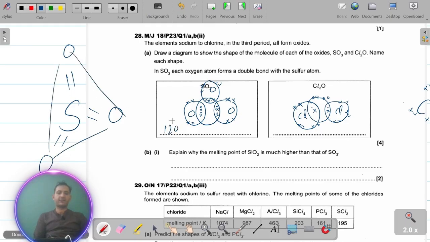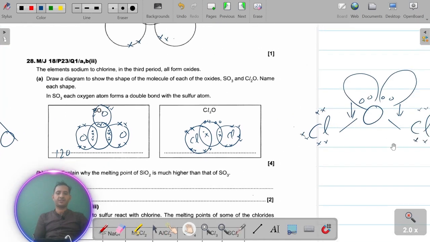Okay, trigonal and 120, and it is just like water. It is a bent shape, and now the bond angle is around 104.5, just like water. Water contains hydrogen, but still the central atom is oxygen with two lone pairs of electrons, and they are repelling these bond pairs.